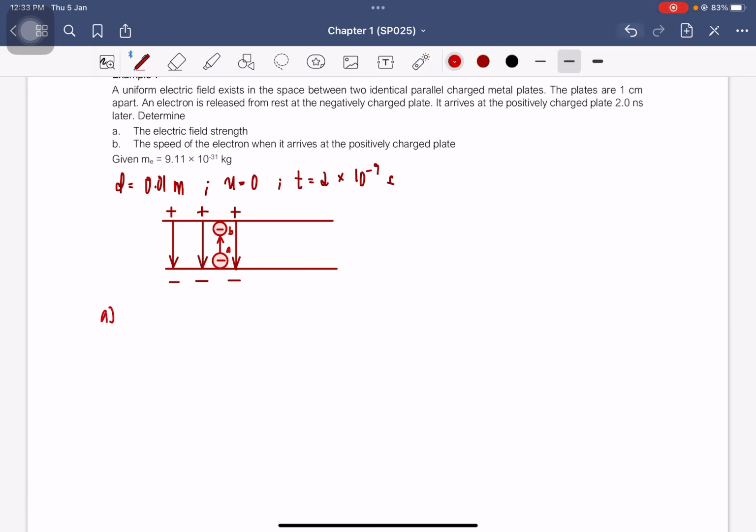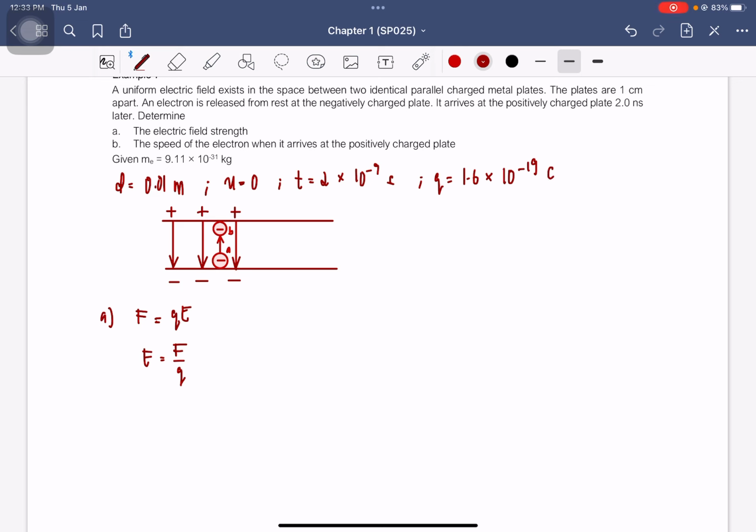So the electric field strength: F equal to QE. So from here, E is equal to F over Q. We already have the value of Q, which is just the charge of the electron, which is 1.6 times 10 to the negative 19 coulomb. Got it?